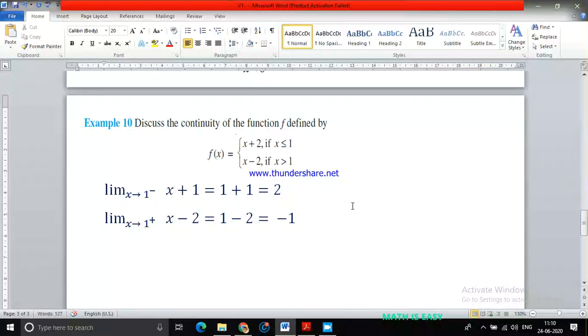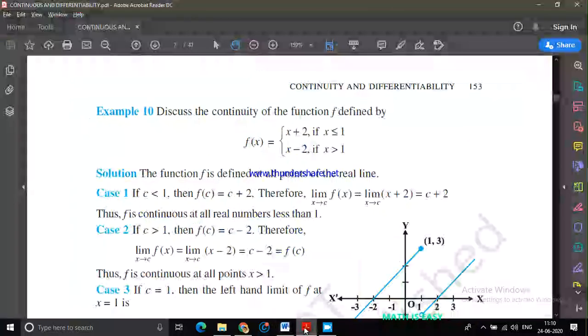Hope you understand left limit and right limit. Here the function is differentiated. Less than 1 I have x plus 2, greater than 1 I have x minus 2. That's why I am finding left limit and right limit. If they don't differentiate, then I need not find left and right limits separately. You can find only the limit as x tends to 1.